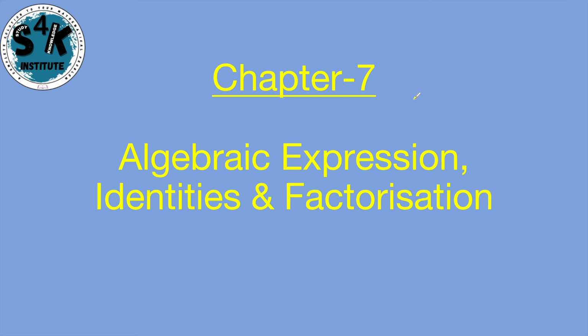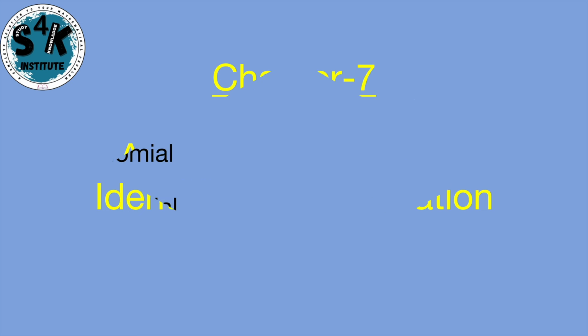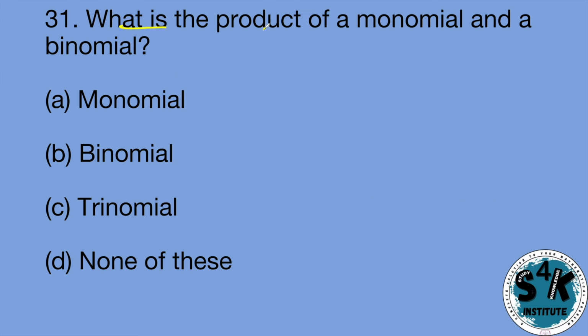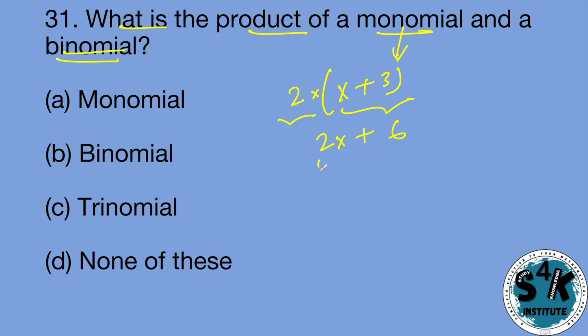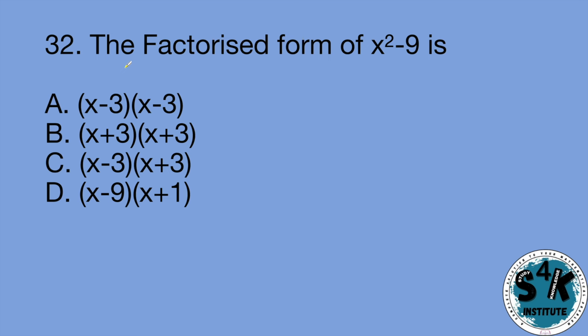The next chapter we have is algebraic expressions, identities and factorization. Let's see. What is the product of a monomial and a binomial? You should know a monomial has only one term, a binomial has two terms. If you multiply 2 and x plus 3, it is a monomial times a binomial. You are getting only two terms, so you are going to get a binomial only. Just go through monomial, binomial, trinomial, what these mean. I'm just giving you the idea about the question.